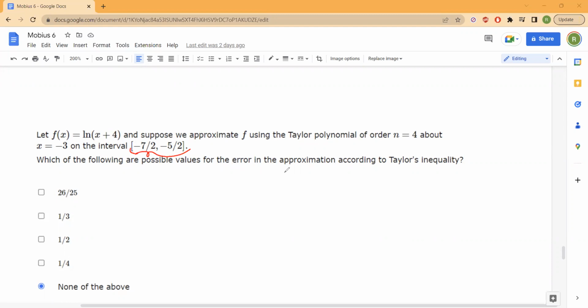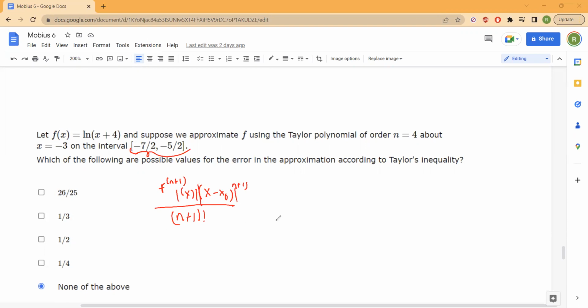Which of the following are possible values for the error in the approximation according to Taylor's inequality? For the approximation, what we need to remember is the way we want to approximate our error is as follows. It's going to be the (n+1)th derivative of f, f^(n+1)(x), times (x minus x naught) to the power of n plus 1, over (n+1) factorial. And all of these are absolute values. So all of this is basically absolute valued, and you can think of every term as absolute valued as well.